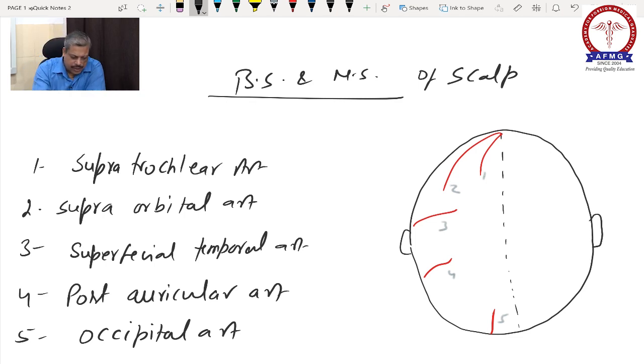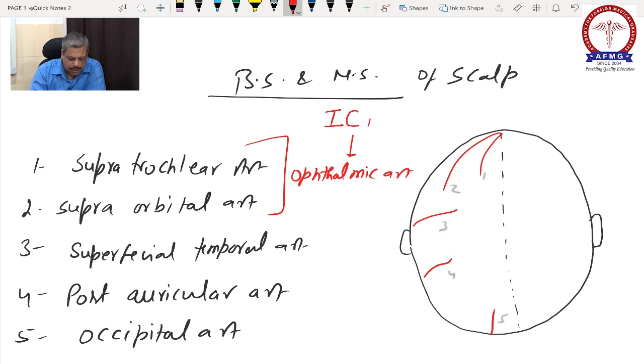Now see further: the supratrochlear and supraorbital arteries are branches of the ophthalmic artery, and the ophthalmic artery is a branch of the internal carotid artery. The rest of the 3 arteries, superficial temporal artery, posterior auricular artery, and occipital artery, are branches of the external carotid artery.